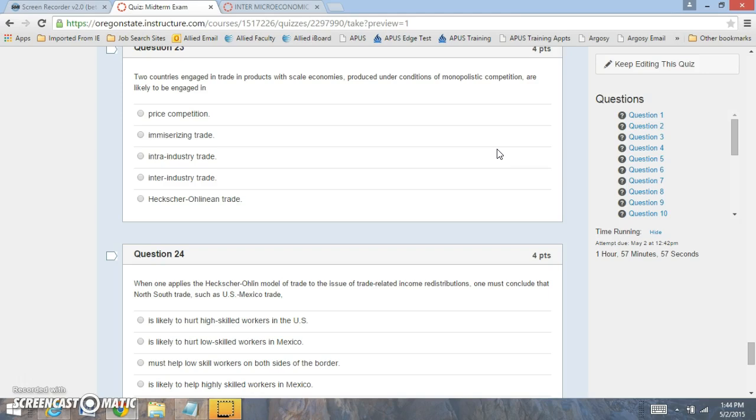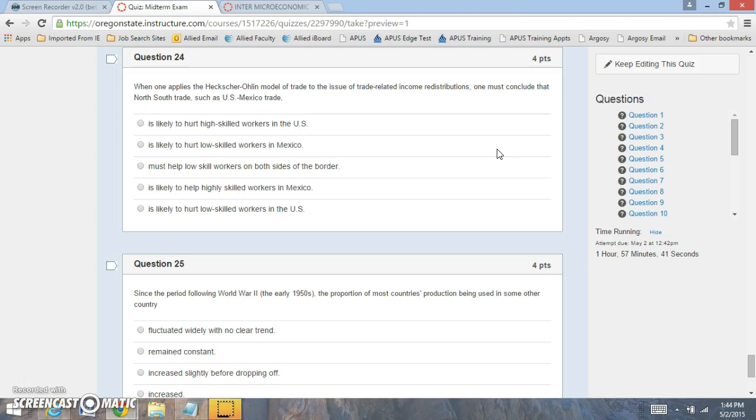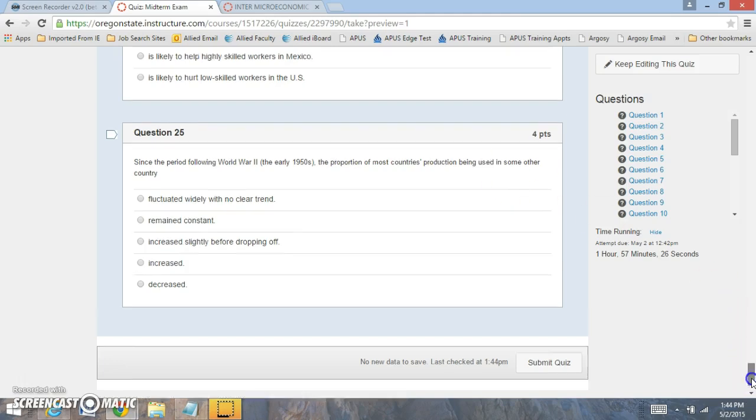Two countries that are engaged in trade in products with scale economies, they're produced under what? They're produced under conditions of monopolistic competition. What are they likely to be engaged in? And question 25, the proportion of most countries' production being used in some other countries. What has happened since World War II? Those are some of the questions that you're going to see.